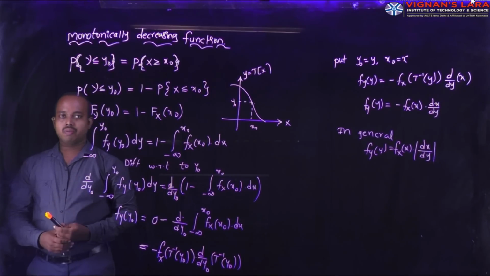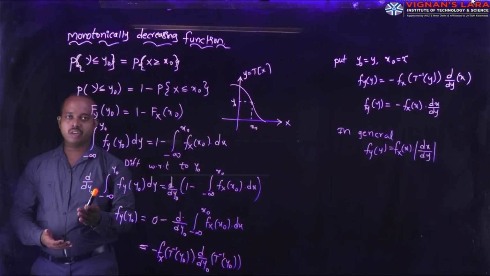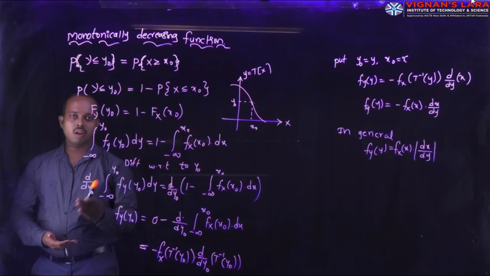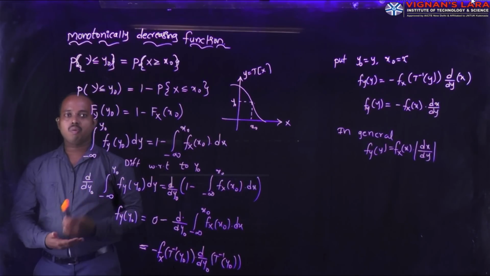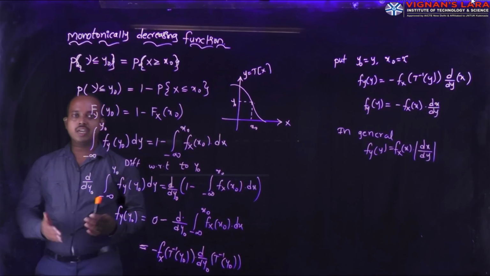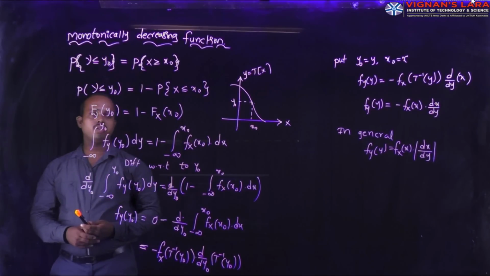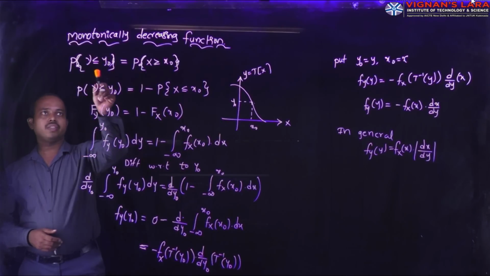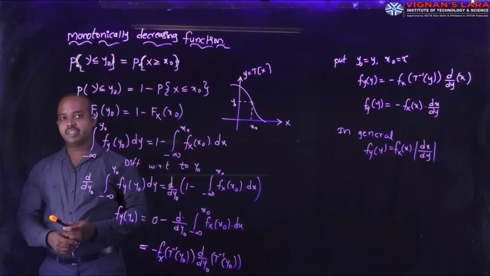In the case of the monotonically increasing function, we considered the probability of capital Y less than or equal to y naught is equal to the probability of capital X less than or equal to x naught. You can take both quantities as less than or equal quantities. In this case, we take it as quite opposite: one is less than or equal, and the other is greater than or equal.